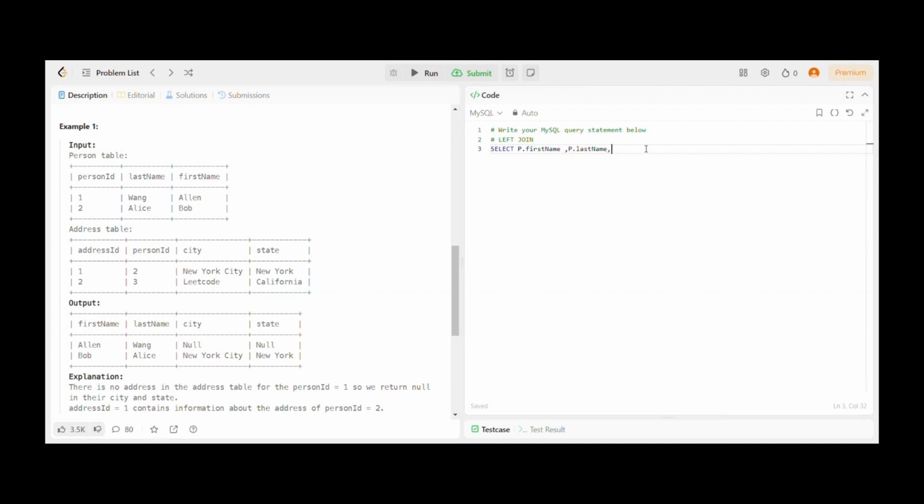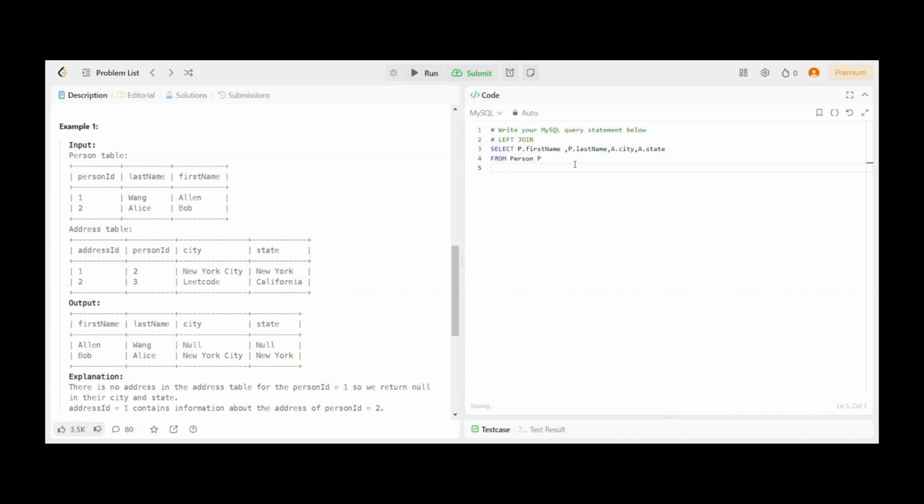So what are we going to represent our address as? A. So from the address table we get the city, second is our state. I guess we got all the columns that we need to show in the output, that is first name, last name from the person, and city and state from the address. By using the alias we have recognized them. Now what are we going to take it from? The person table. The person alias was given as P, so we have to mention it over here.